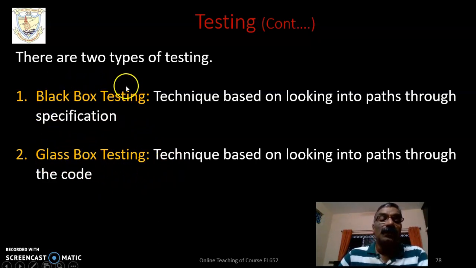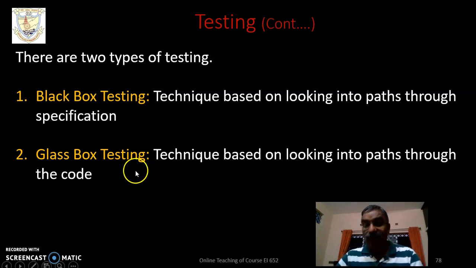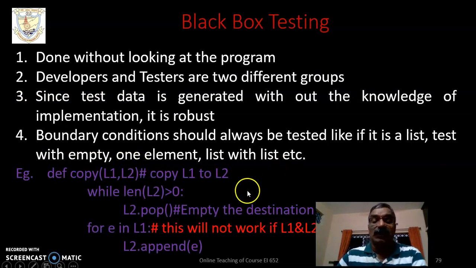So normally, if both black box and glass box testing are successful, then the program will be approved as working as per our specification. If it is not working in these two stages, then we have to go to a process called debugging. Let me see what black box testing is in detail.